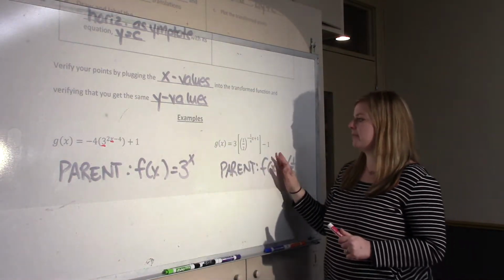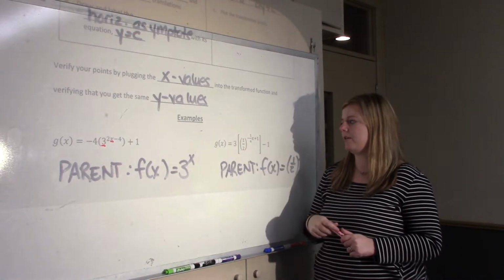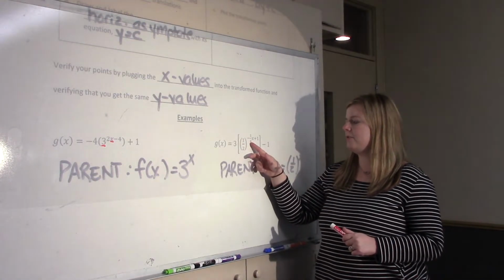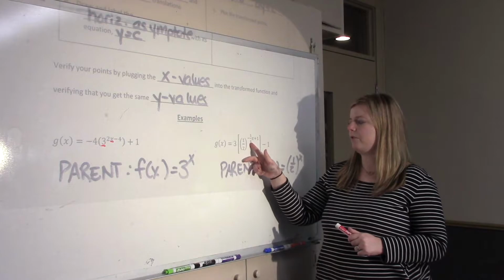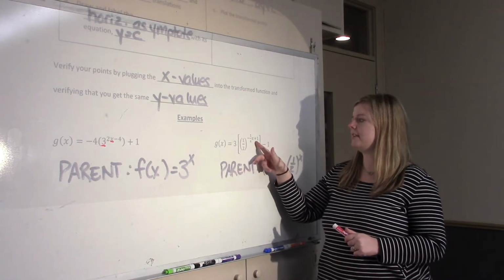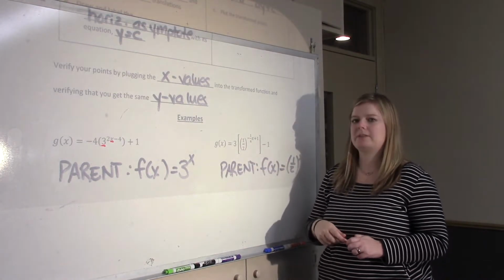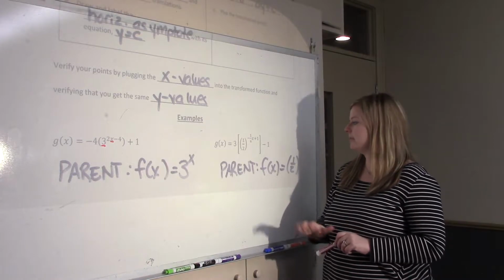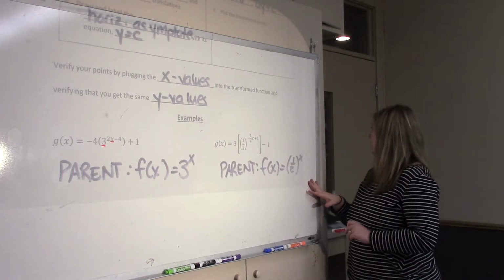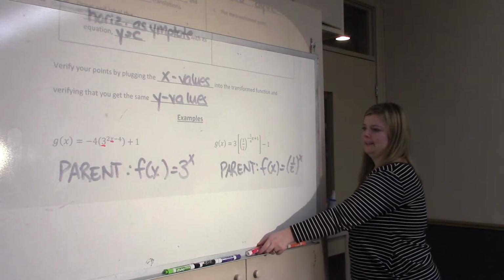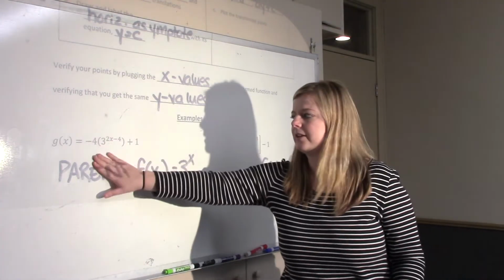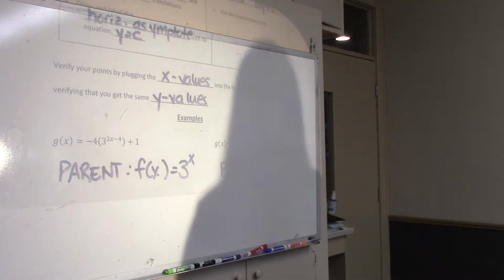Okay, in this case, the parent function is 1/2 to the power x. The k value is -1/4, the a value is 3, the d value is -1, and the c value is -1. But the parent function is 1/2 to the power x. So that's going to be a difference, is identifying the parent function.